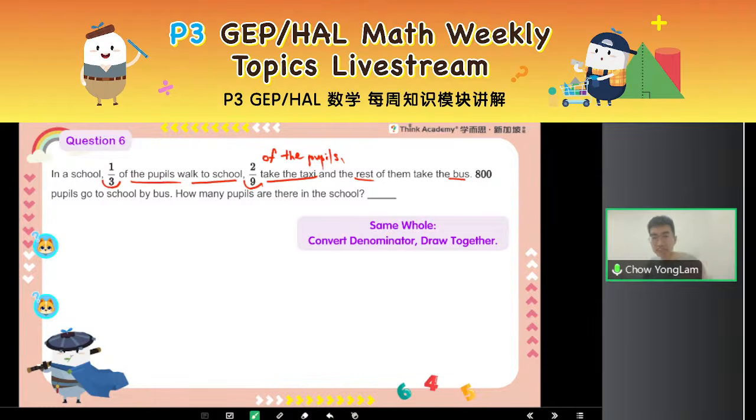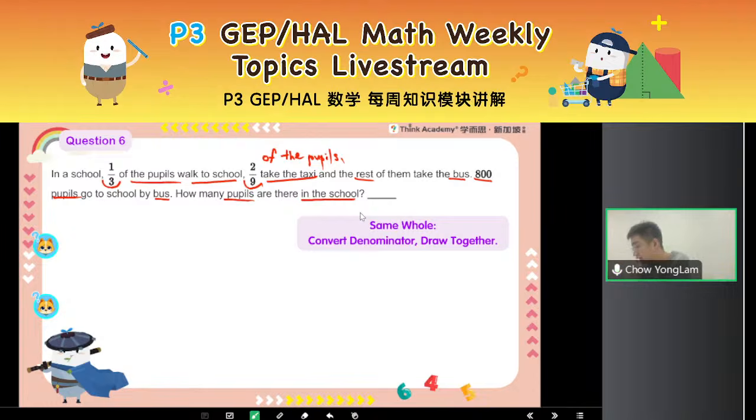Right? But before you consider that, don't forget, read the entire question first. Okay? They come from the same total, right? 1/3 of the pupils, 2/9. If I didn't mention anything suspicious, they are all still referring from the same total. 1/3 of the pupils, 2/9 of the pupils. So these two fractions are still referring to the same total. We need to draw a bar model using some equal units. Okay? So also the question says that 800 pupils go to school by bus. How many pupils are there in the school? Meaning the entire total.